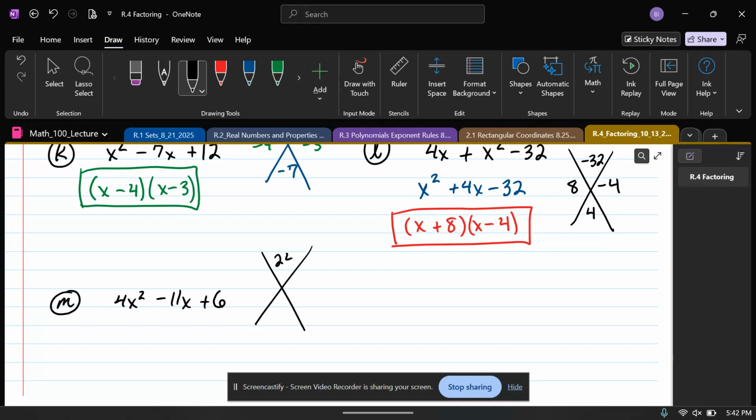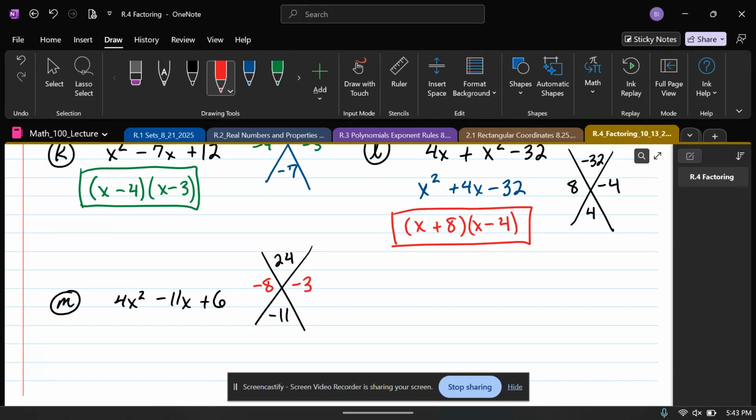24. One of the biggest mistakes that I see is folks forget to multiply that 4 times that 6. They'll just put the 6 up there because that's what we did when there was a 1 in front of the x squared. It was that same number. But you've got to multiply 4 times 6 there. And then negative 11 goes in the bottom. So we're looking for two numbers that multiply to be 24 that add to be negative 11. Very good. Negative 8, negative 3.